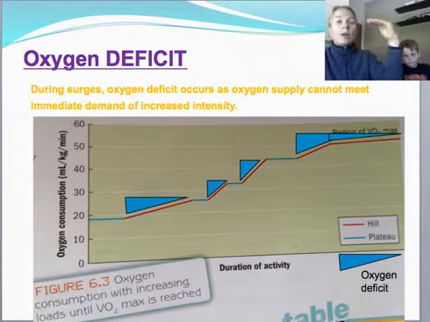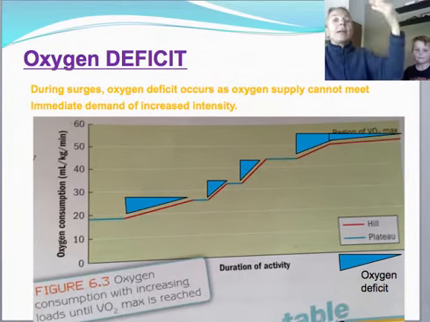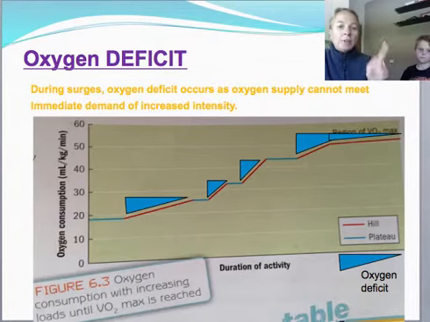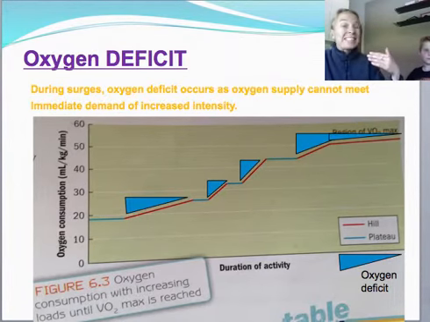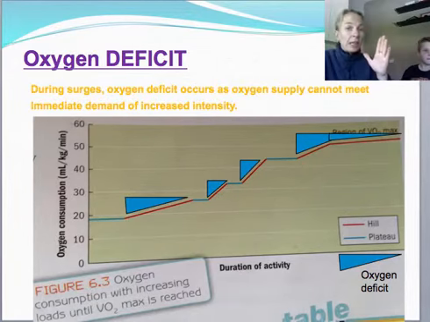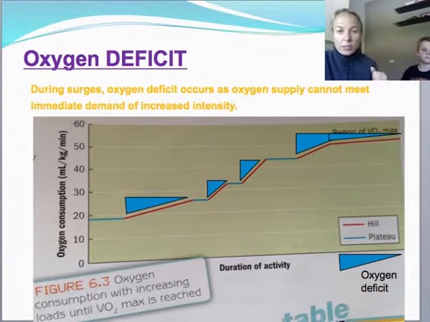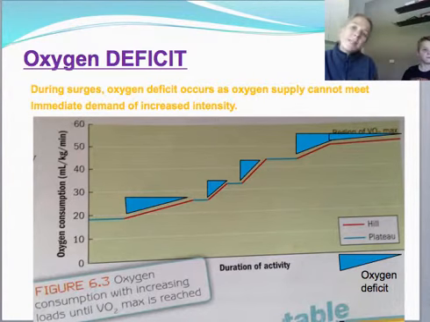oxygen deficit, we get to a plateau, up again. So every time this athlete is surging or intensity is increasing, whether it's a hill or they're overtaking somebody, they're experiencing oxygen deficit. So oxygen deficit doesn't just occur at the beginning of exercise, it can also happen throughout.